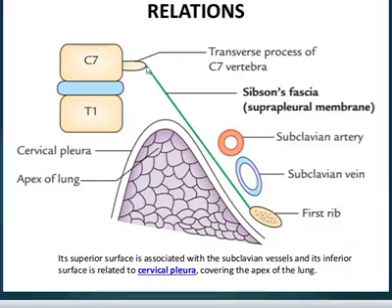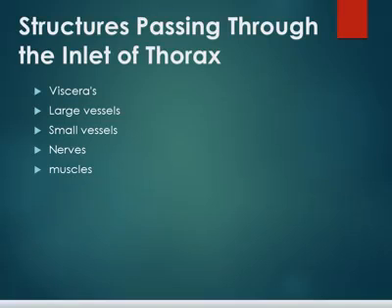Inferior surface of suprapleural membrane fuses with the apex of lung or pleura of lung. Superior surface is related to subclavian artery, subclavian vein. There are various structures passing through the inlet of thorax like viscera, large vessels, small vessels, nerves and muscles. We will discuss one by one each of them.